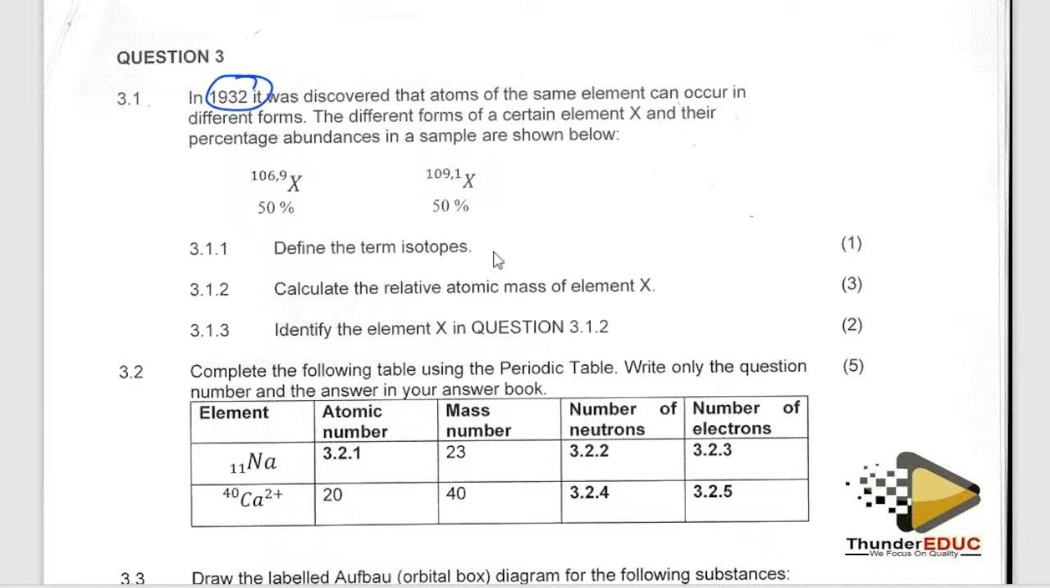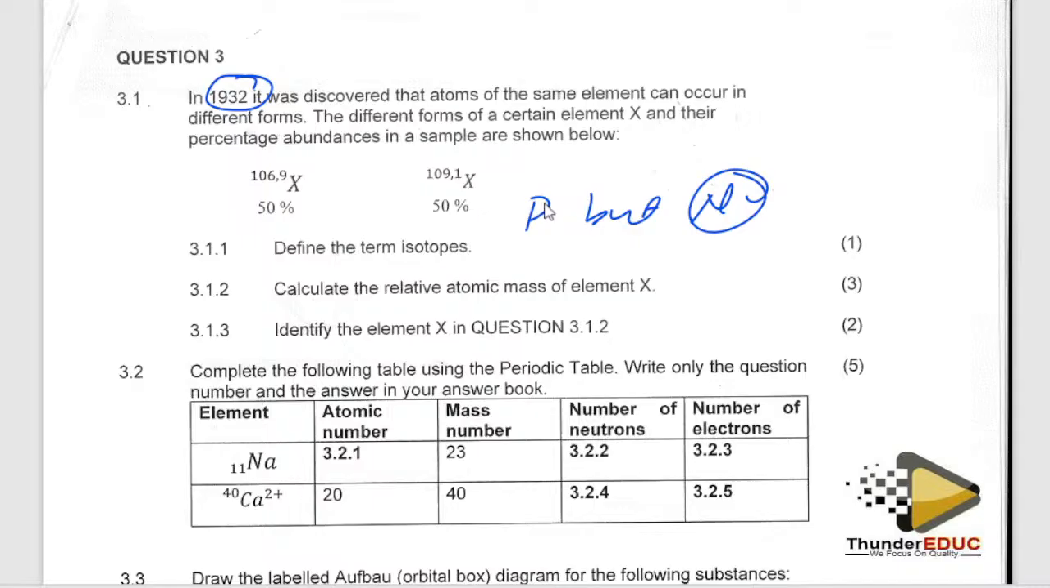Define what an isotope is. Atoms of the same element with the same number of protons, but different number of neutrons. Atoms of the same element, not elements of the same atoms.